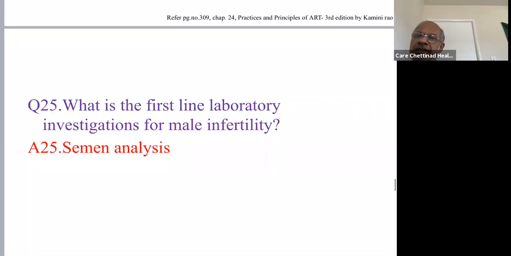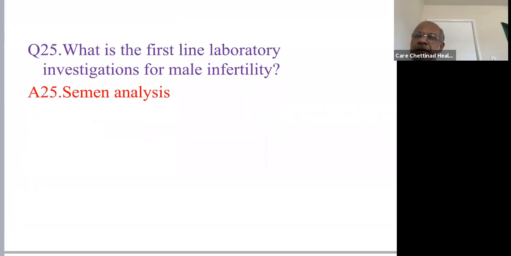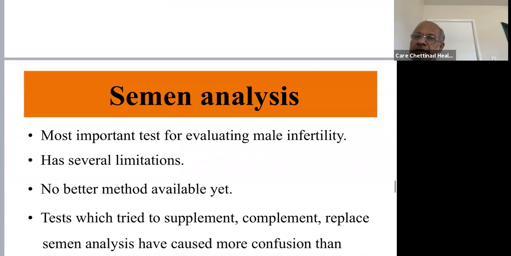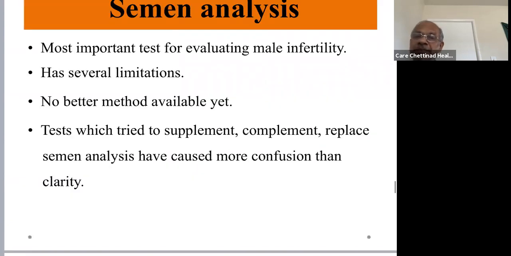The most important semen test is semen analysis. People tell you that semen analysis is not very reliable. It's true. It has a poor positive predictive value and a poor negative predictive value. It's a very specific test, but not a sensitive test. A normal semen picture does not guarantee pregnancy. Nevertheless, it's the most important test for evaluating male infertility. So you need to know how to do a proper semen test. It has limitations, but all the tests which came to complement it have not done anything better. They cause more confusion than clarity.